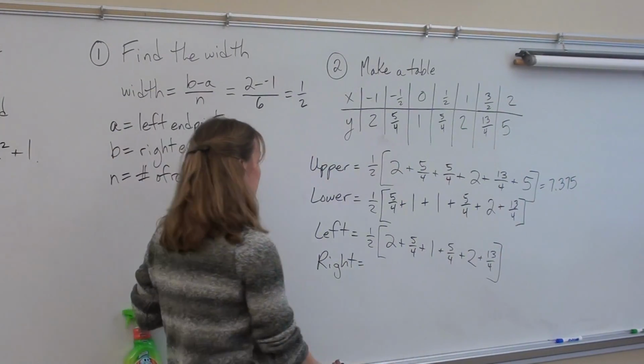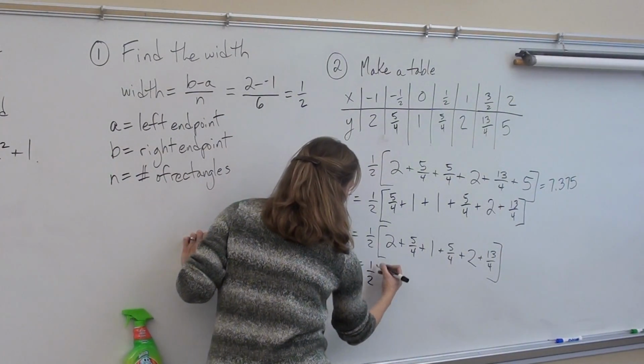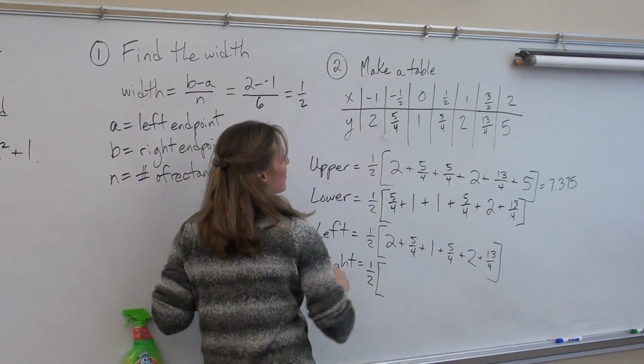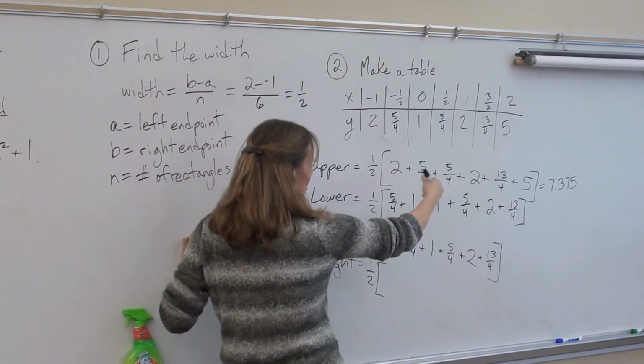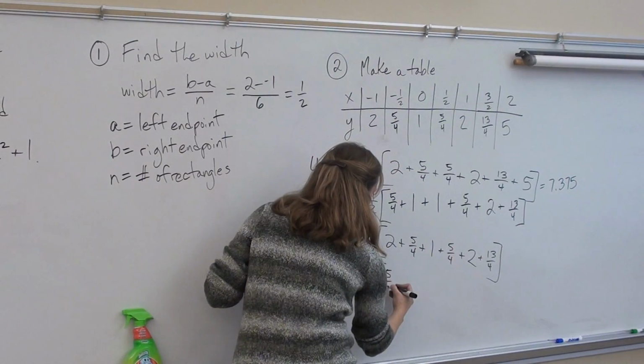And then for right-handed, you do the 6 right-handed heights. What would be our first height for right-handed? 5/4, and you just write every number from there.